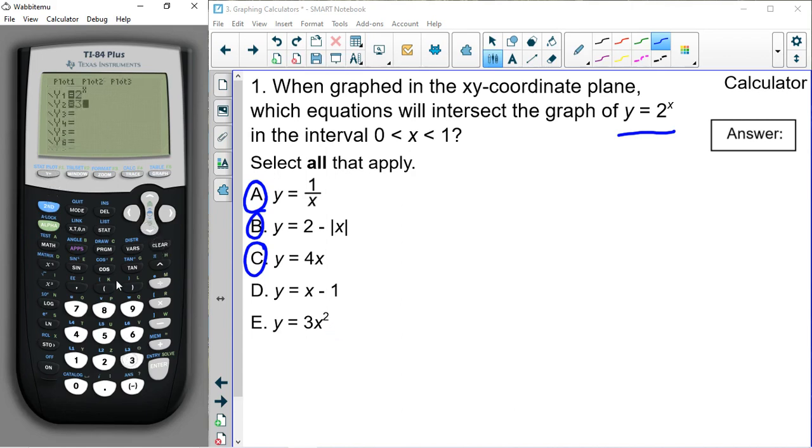Clear this out. It's 3x squared. Graph it. And again, we see two intersections, but we don't care about the one where the x value is negative. We're just going to find the one where the x value is positive. So second calc, 5 for intersect. Move to the right to get close to the one we're actually interested in. Hit enter till the calculator says intersection. And we've got an x value of 0.74, which means that's in between 0 and 1.